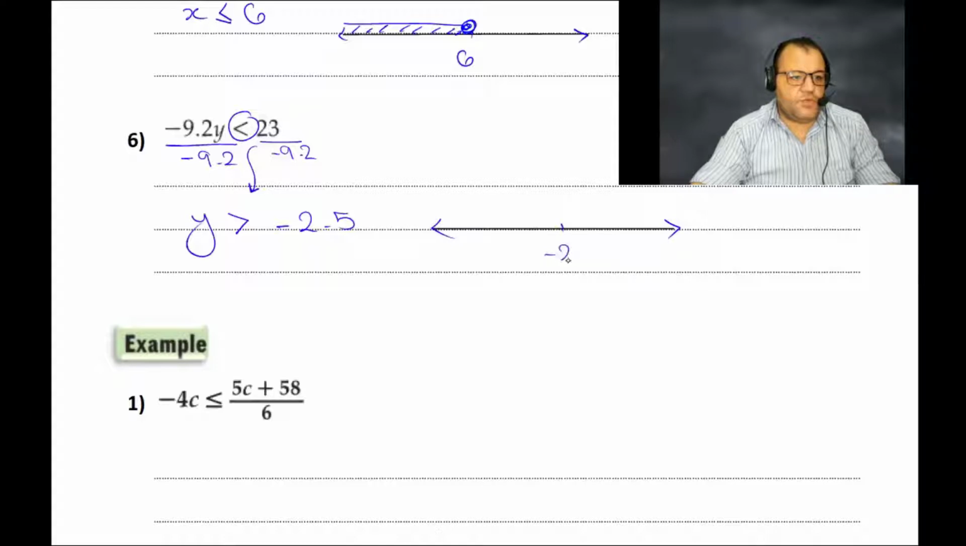That's negative 2.5. Not included, so it will be an open circle. And it's greater than, which means it's going to the right. Okay.